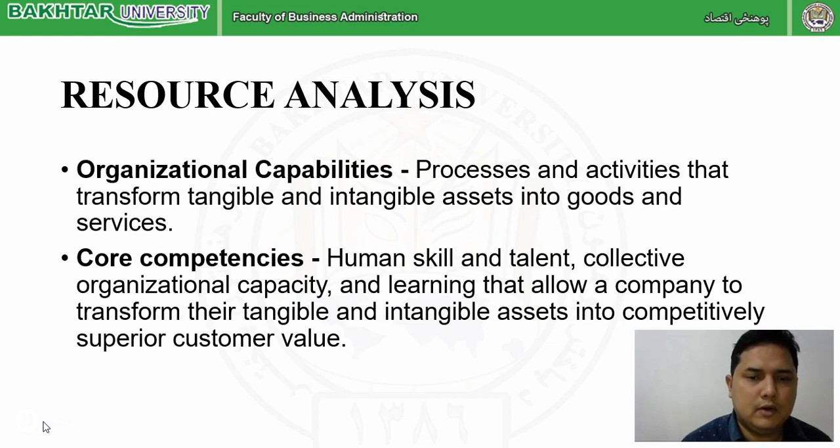What is the USP of Apple? It can be the brand. So that can be the core competency, why a company is going to sell its product by differentiating it from competitors. So these are the 4 resource analysis elements: tangible assets, intangible assets, organization capability, and core competency. On the basis of these things, companies are doing it. So I hope you understand all these things.